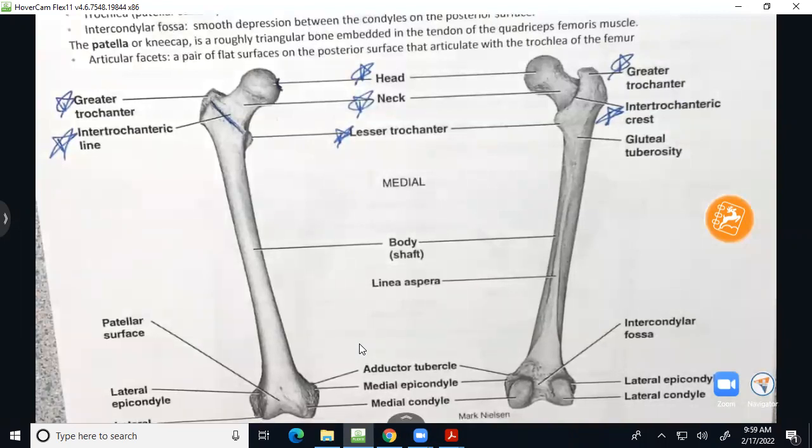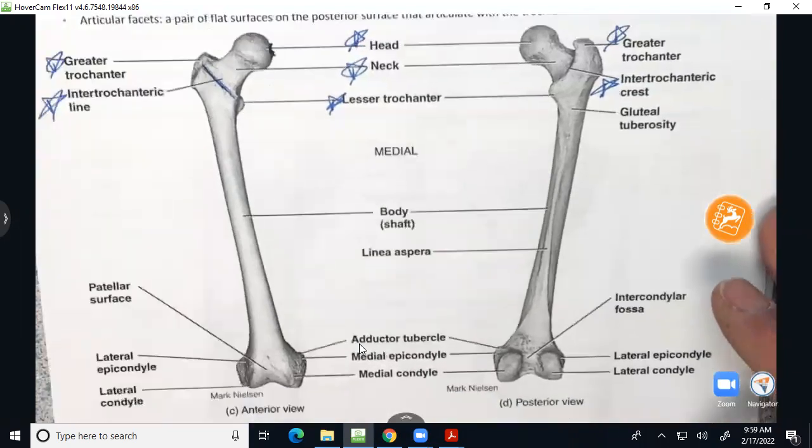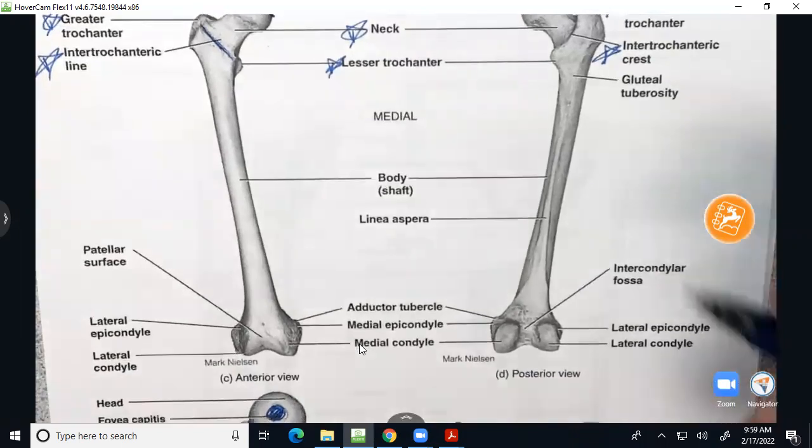Okay. I'm going to skip the gluteal tuberosity. It's just so subtle that there's not a whole lot to really see there, and so it would be hard to identify.